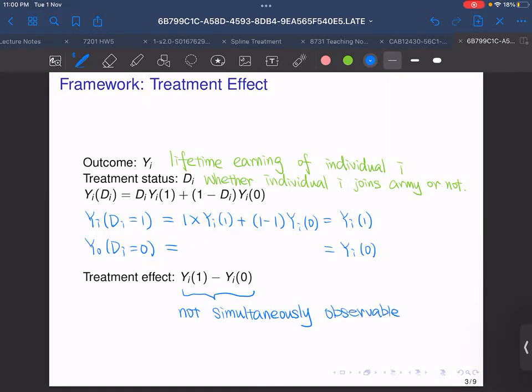Each individual only lives one life. So it's only possible for you to observe either the lifetime earning of individual i if he joins the army, or if he doesn't join the army. You can only observe one of them. So the difficulty is to actually construct a counterfactual. If individual i joins the army, then the counterfactual would be the lifetime earning of individual i if he doesn't join the army. All right.